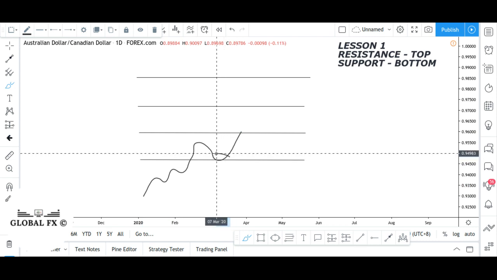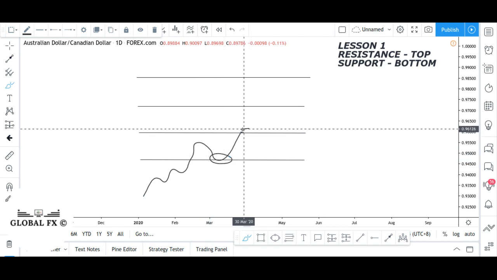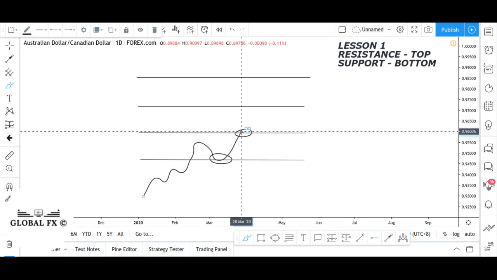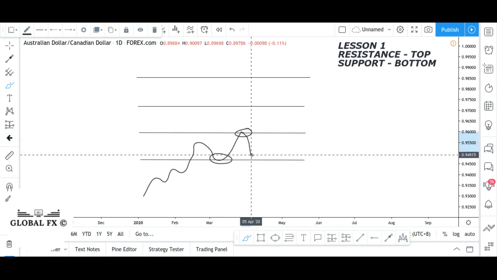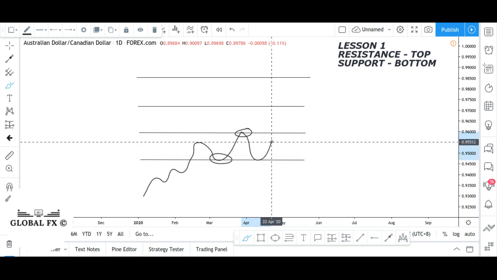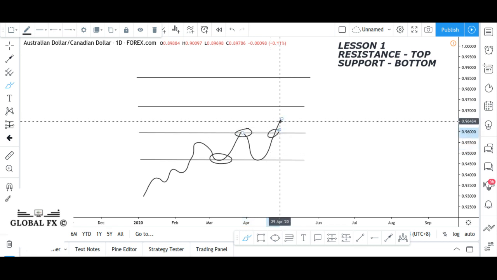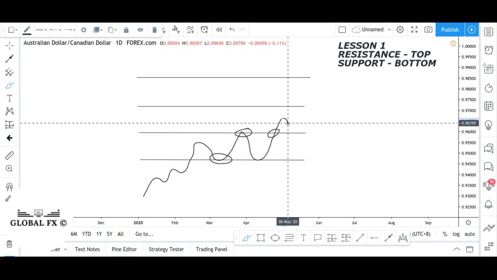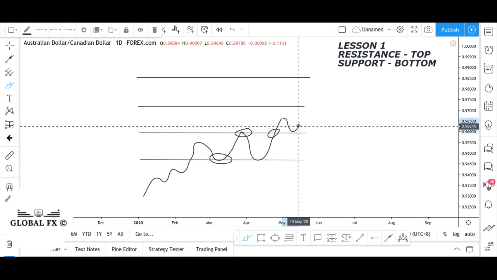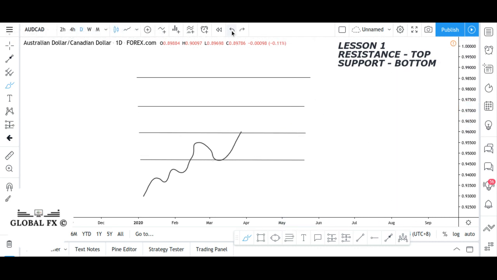Now, you have to remember that this has now become support. So if it cannot break its new resistance line over here, the market will then move back down and test that support area again. If it does respect it again, it will move to the upside. If it breaks the resistance area over here, then you can consider it as a new support area. And that's how the market will move in an uptrend.